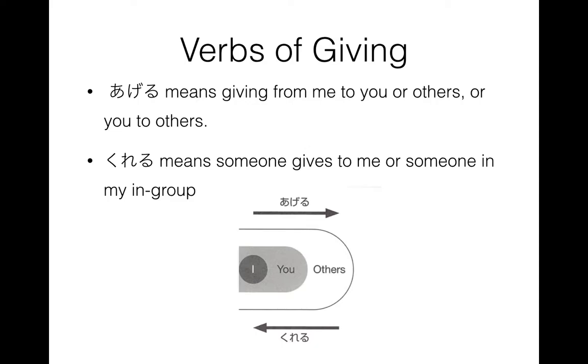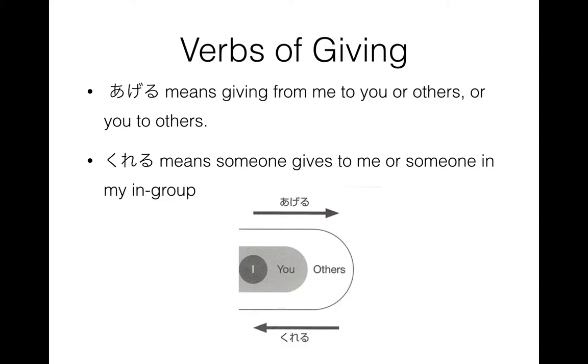The second verb, kureru, is a verb that exists in Japanese, but it doesn't exist in English, so sometimes this one is a little more difficult to catch on to. Kureru is used to mean somebody gives something to me or to someone else in my in-group. This is all illustrated in this image at the bottom of the page that comes from the Genki textbook.